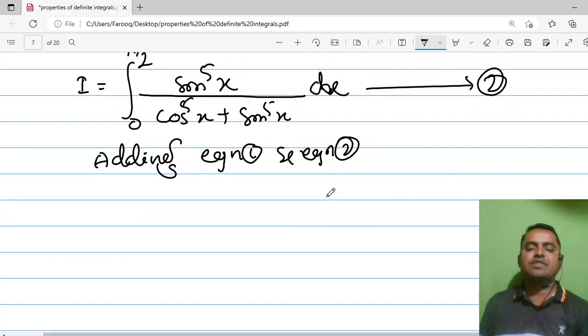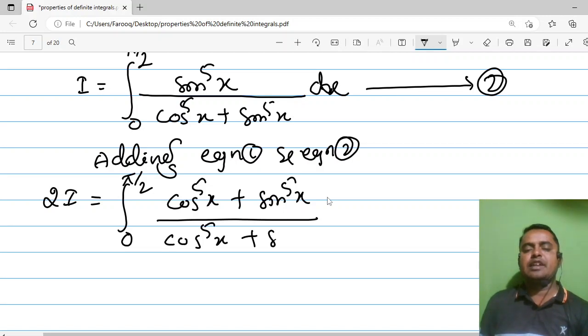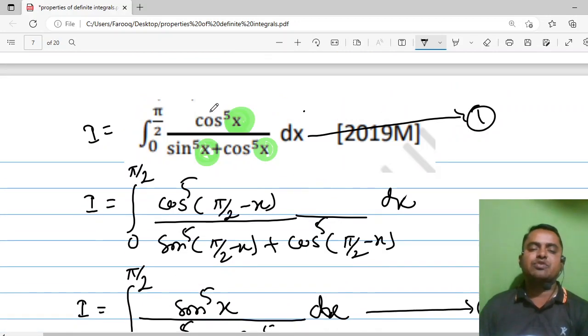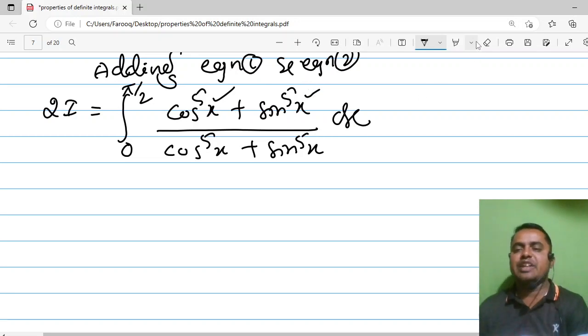Adding the left hand sides, I plus I is 2I, and the common integral from 0 to 5 by 2 is cos raised to 5x plus sin raised to 5x, divided by cos raised to 5x plus sin raised to 5x, dx. In both equations, the numerator of equation 1 is cos raised to 5x, and the numerator of the second equation is sin raised to 5x. Adding these two, you get cos raised to 5x plus sin raised to 5x.